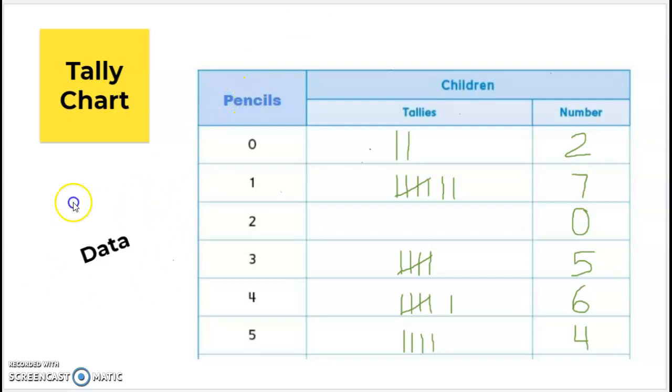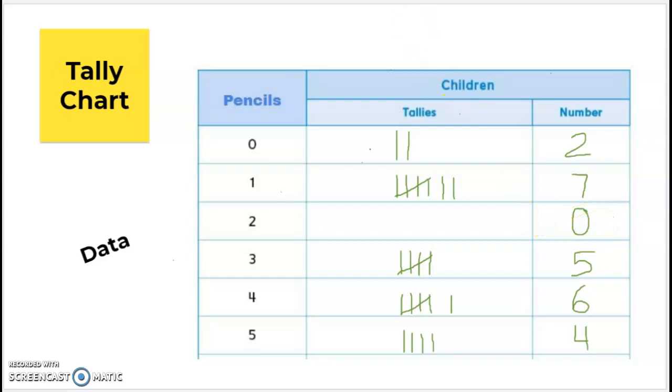We organize our data into this tally chart. And the tally chart is giving us information. Here we can see the number of pencils from 0 to 5. And this information here are the number of children. 1 tally represents 1 child. So for 0 pencils, there's 2 tallies representing 2 children. For 2 pencils, take a look. Are there any tallies? Nope. So no tallies represents 0 children.